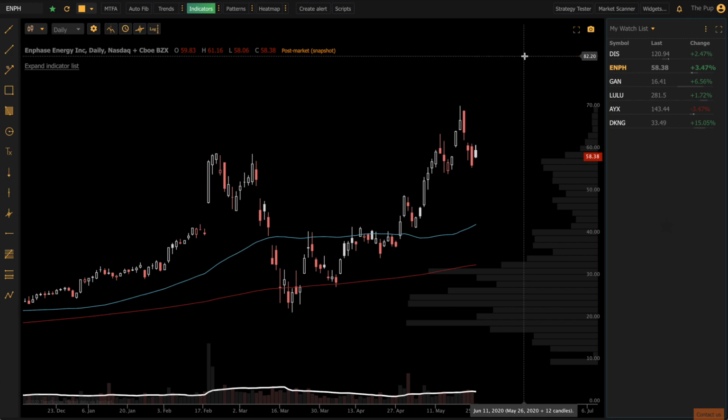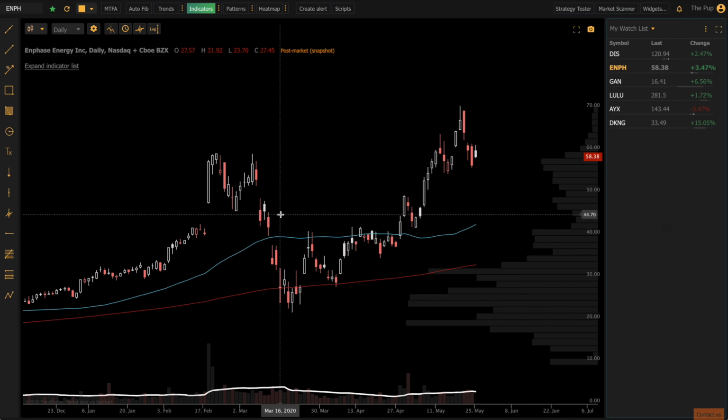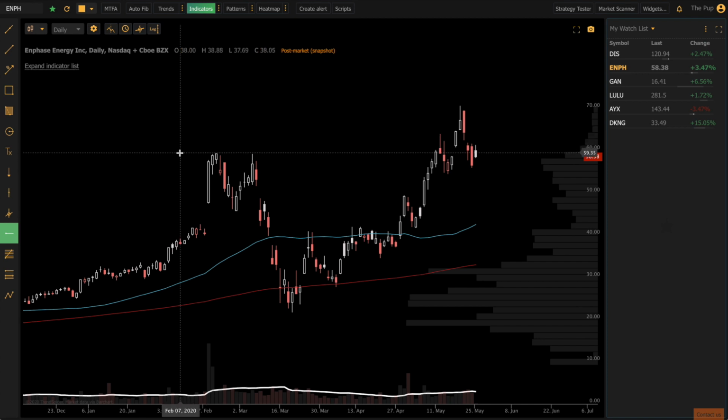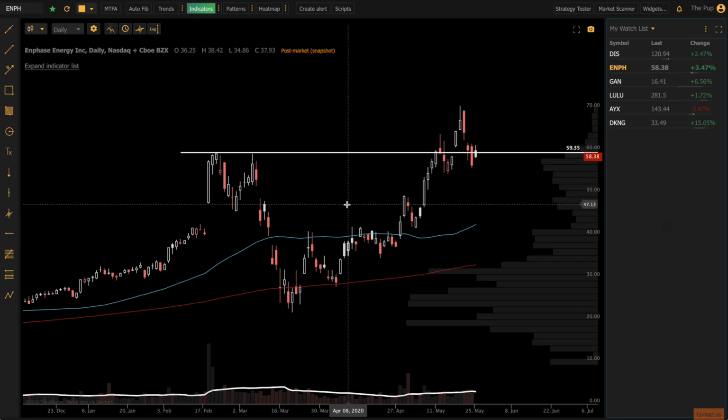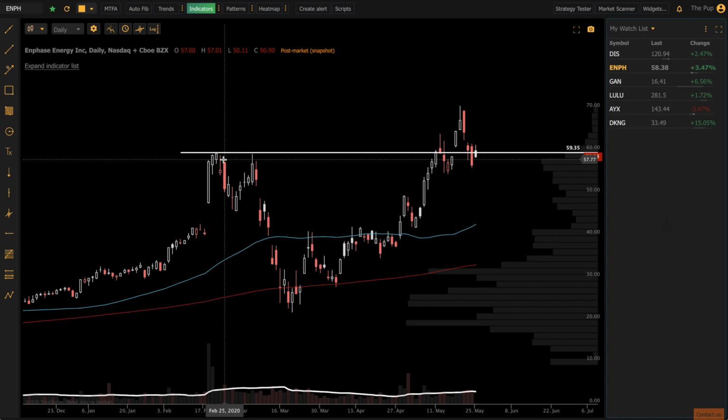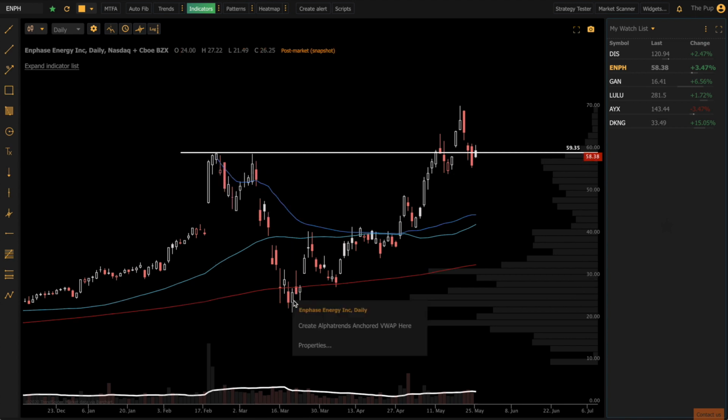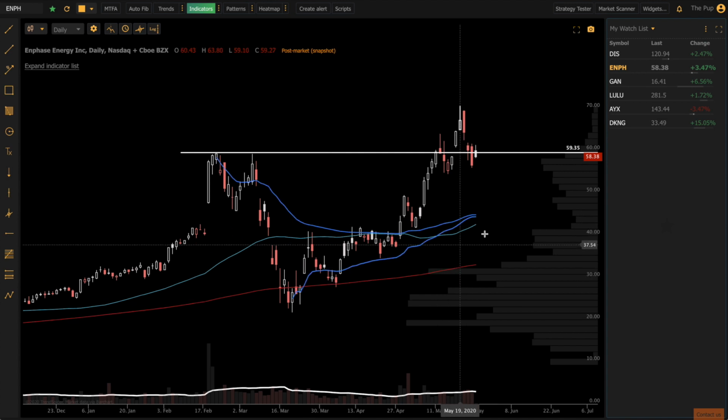All right, so I lied. I didn't wipe everything. So, okay, ENPH. Let me just drop some support resistance here, see what's going on. We'll drop swing high, swing low here. So we'll do an anchored VWAP there, anchored VWAP there. Nice confluence here with the 50 again.